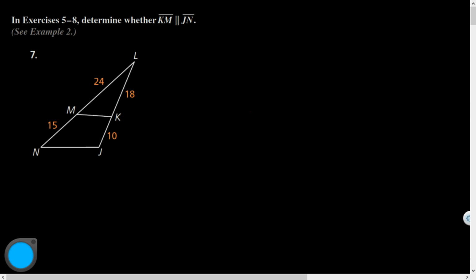We're going over 8.4 homework. We've been talking about proportionality and stuff. And here's question 7. It says determine whether KM is parallel to JN.